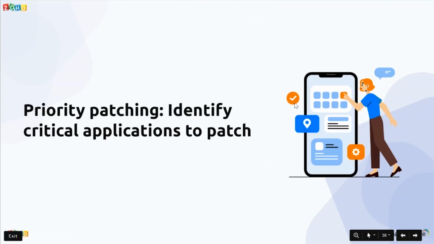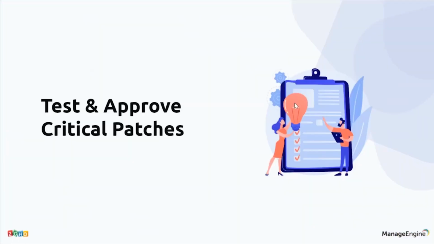So now we'll be starting with our priority patching, that is identifying the critical applications that have not been patched, then testing these critical patches before deploying them to our production environment. So let me show you how you can automate the testing and approval of critical patches using Desktop Central. So I'll be taking you back to the console now.